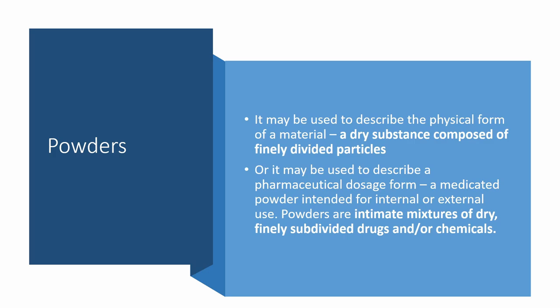So the physical definition of a powder can be used to describe the physical form of a material. So it can be used to describe a dry substance composed of finely divided particles, or if you're going to describe baby powder, you're going to describe it as a fine powder. It may also be used in the pharmaceutical sense, in which it is defined as a medicated powder intended for internal or external use. Powders are intimate mixtures of dry, finely subdivided drugs and or chemicals.